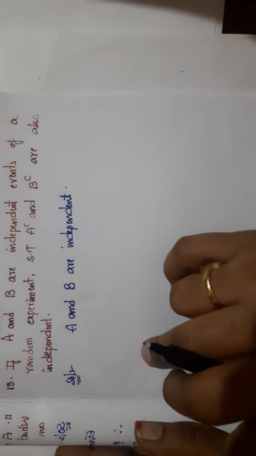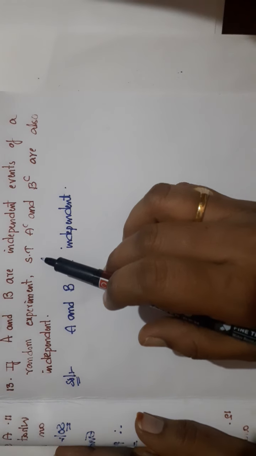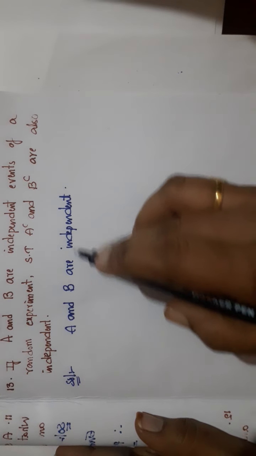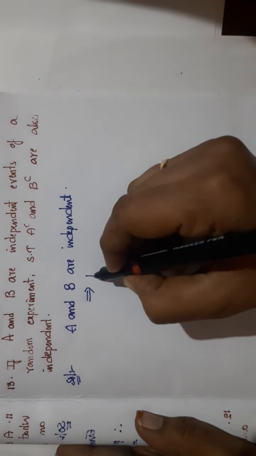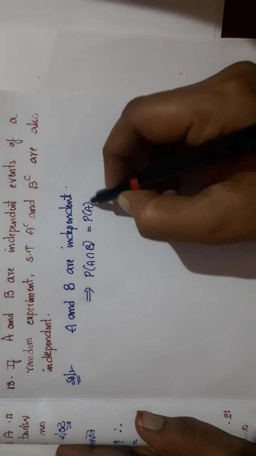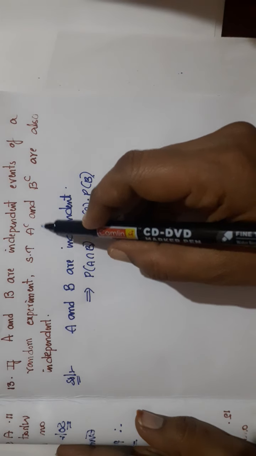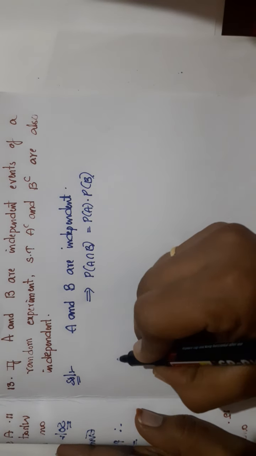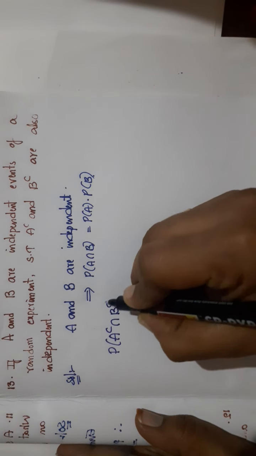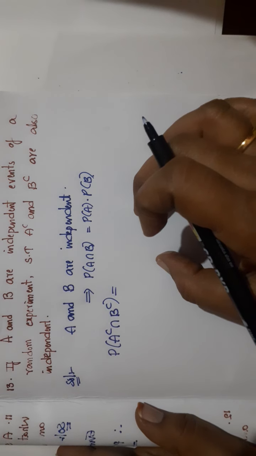Last question, but not the least. If A and B are independent events of a random experiment, we have to show that A complement and B complement are also independent. A and B are independent means P of A intersection B is equal to P of A into P of B. Now we have to show that P of A complement intersection B complement equals P of A complement into P of B complement.